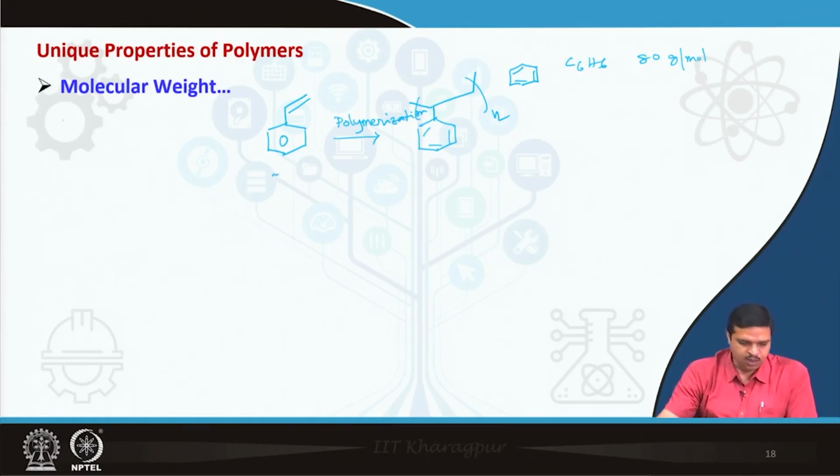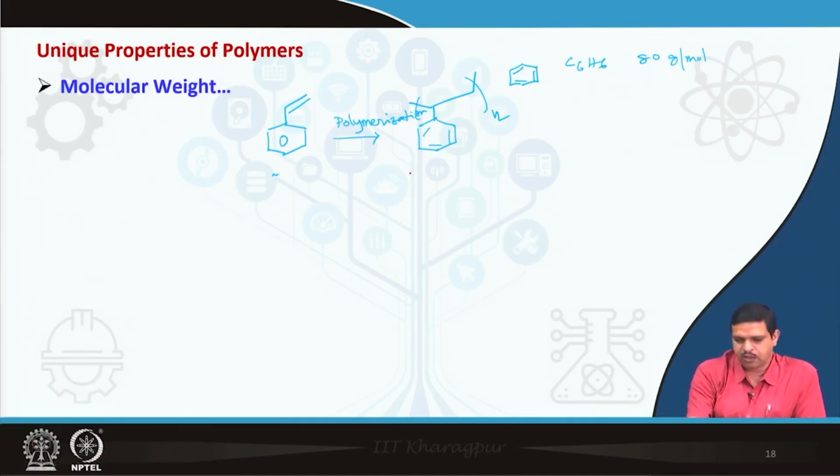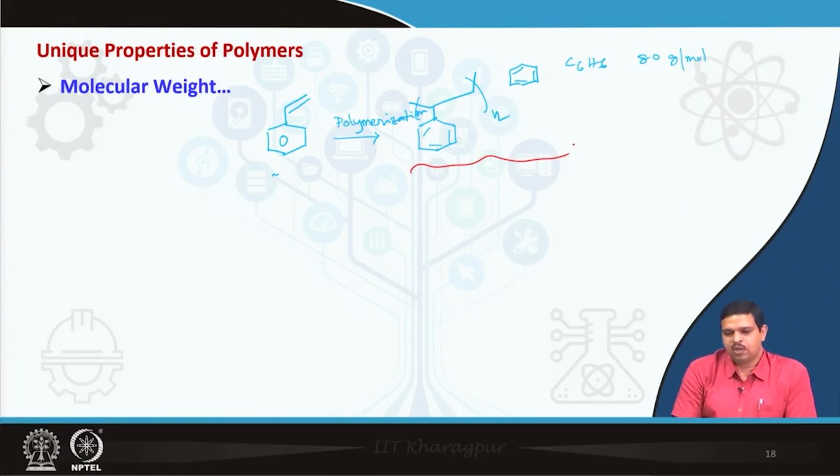So, suppose I am targeting N, let us say N equals 100. But when you do the polymerization, you may get some polymer chains with N 100, some with N 80, and you may get some with N 110, like that. That means you will get a distribution of the chain length.